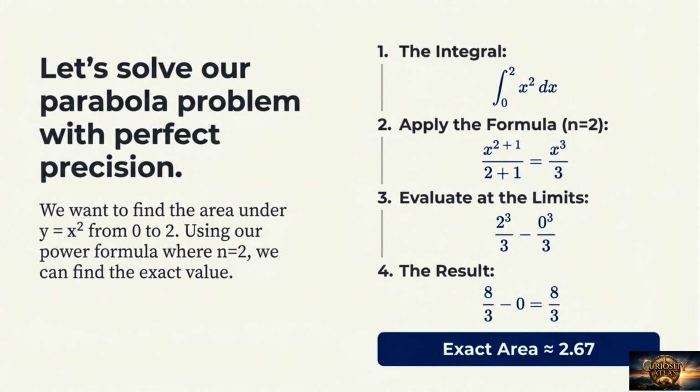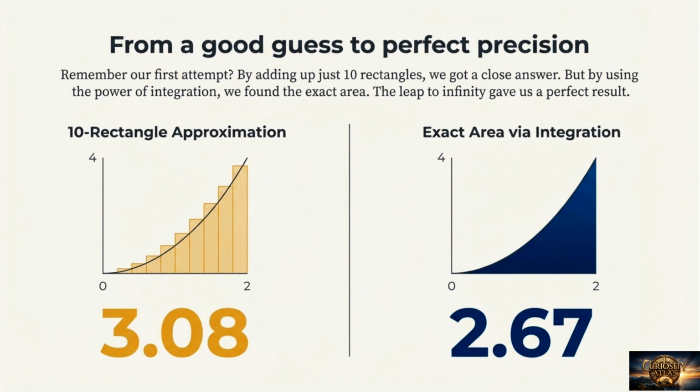Applying the power formula to the integral of x squared from 0 to 2, we find the exact area to be 8 over 3, which is approximately 2.67. By comparing, our 10 rectangle approximation was 3.08. Using the power of integration, we achieved perfect precision, finding the exact area of 2.67.